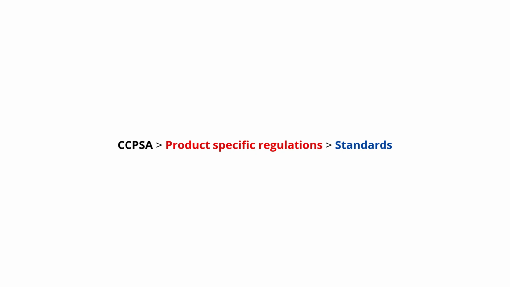The way the CCPSA is structured is that first you have the CCPSA establishing this principle that I just mentioned. But under this act, you also have a set of product-specific regulations for everything from toys to ice hockey helmets that establishes product-specific safety requirements. And some of these regulations also reference standards.